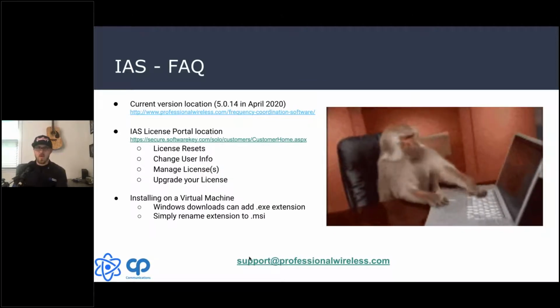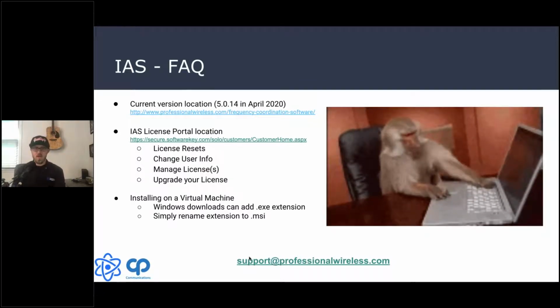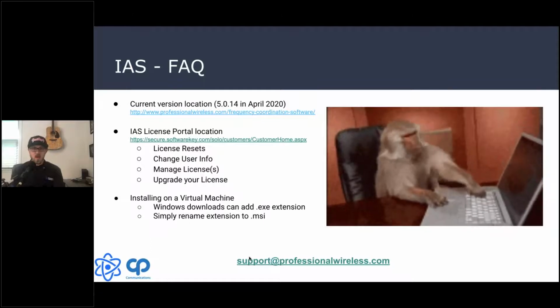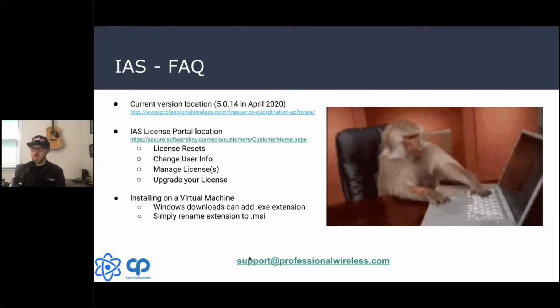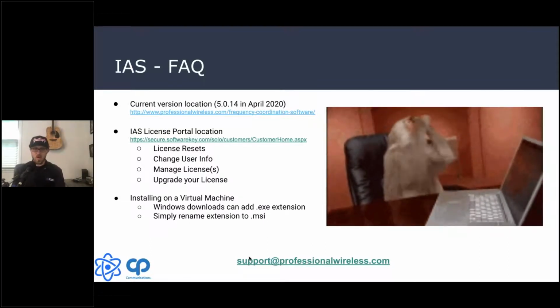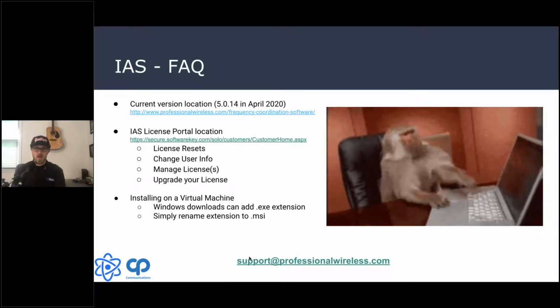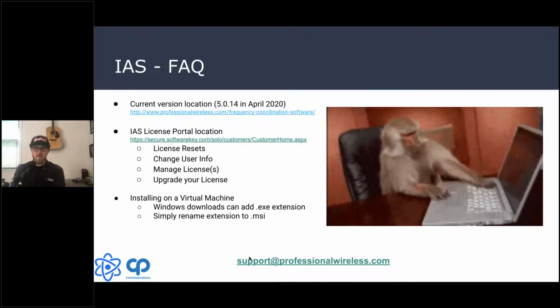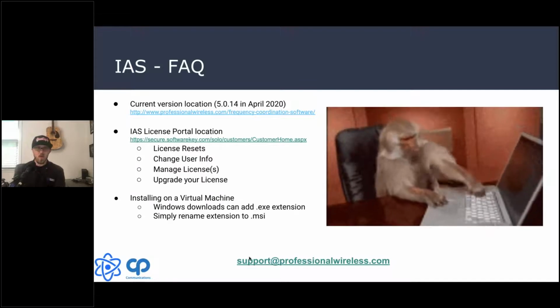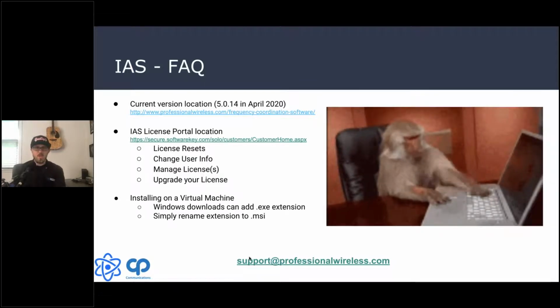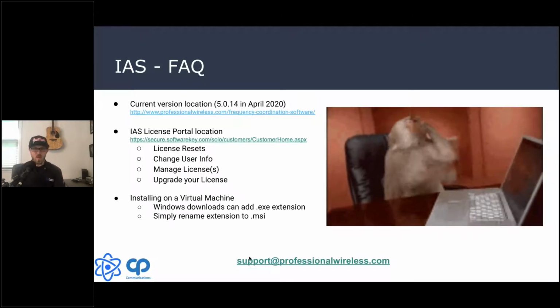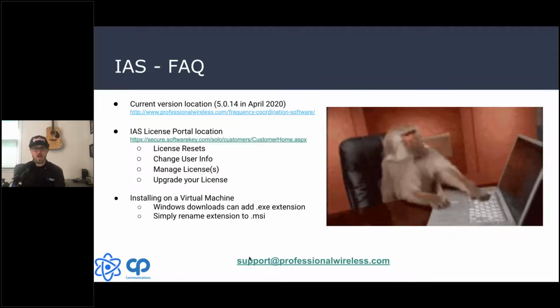Moving on to our next slide, we're going to talk about frequently asked questions, some things that Gary and myself answer quite a bit in the support chain. Any issues or challenges with IAS that you have, you can get to us at support@professionalwireless.com. But these are the 3 big ones. Effective this month in April 2020, our current version is 5.0.14. And again, you can get that at professionalwireless.com.